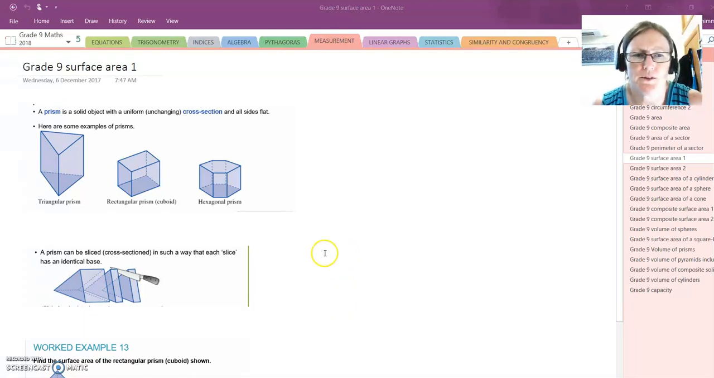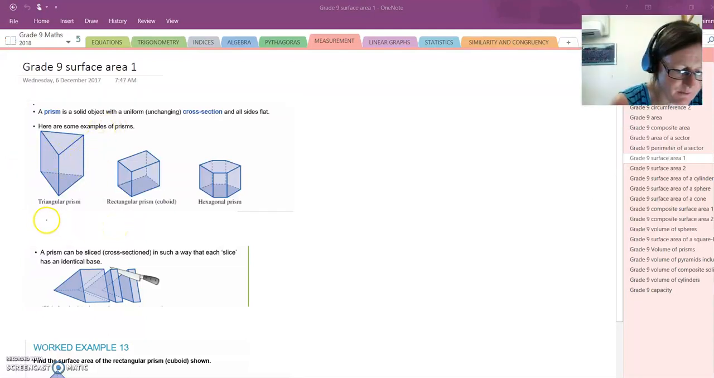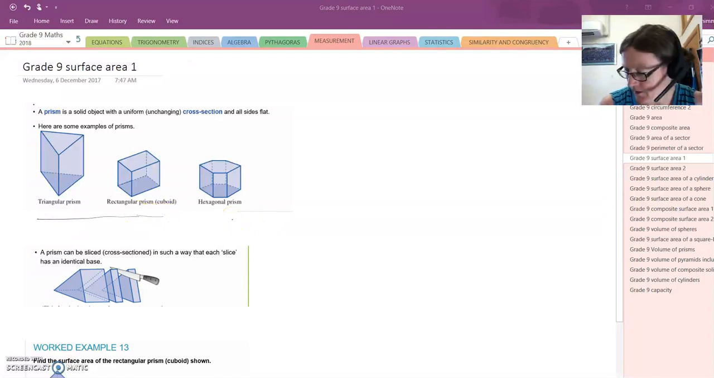Okay, we're going to look at surface area. Just a reminder that a prism is a solid object with a uniform, that's an unchanging, cross section, and all sides are flat. So for example, all these shapes here, if I take a horizontal slice through them, the shapes are going to have a uniform cross section.